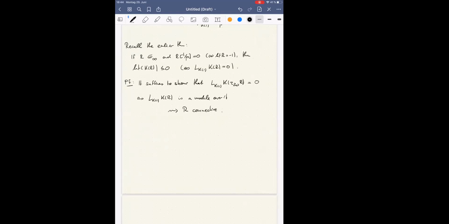So because the height of R is -1, it follows that the K1 localization of R is 0. So this implies it's K1 acyclic. This means that it's truncating. So we get that its K1 local K-theory is the same as that of its pi 0.